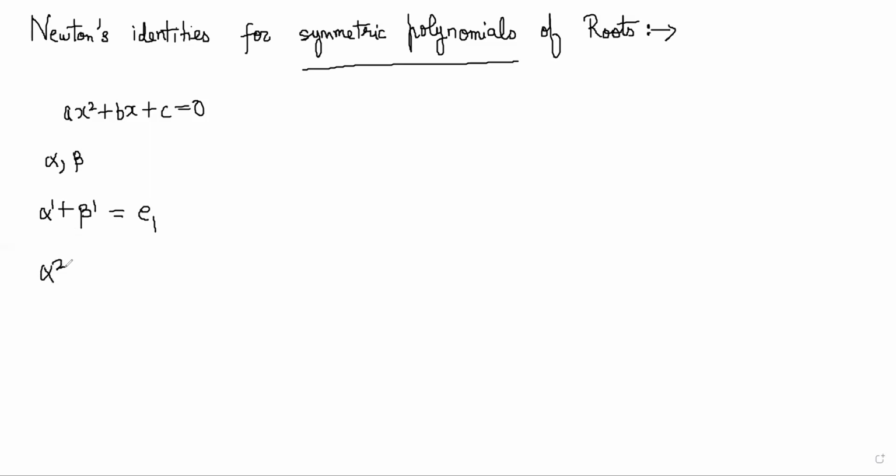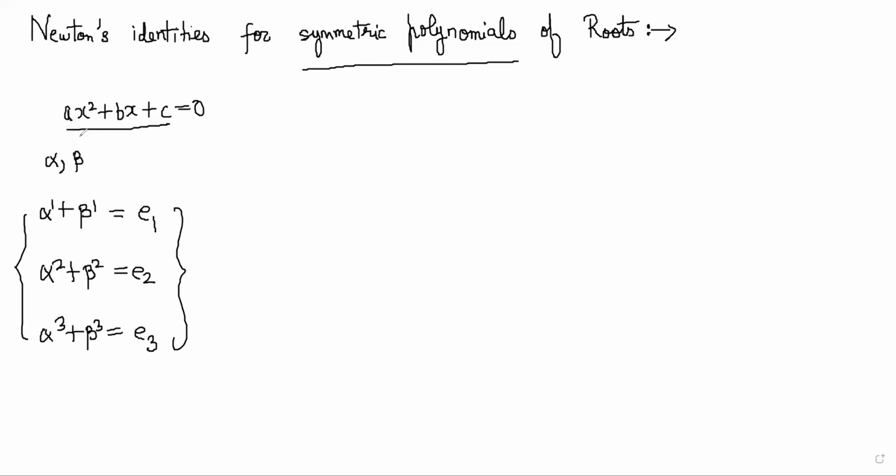So alpha square plus beta square will be E2. Alpha cube plus beta cube will be E3 and so on. So these are symmetric polynomials. Degree of each term is basically equal, right? So what do we do here? So what we want to find out is the sum of all the powers of the roots, right?